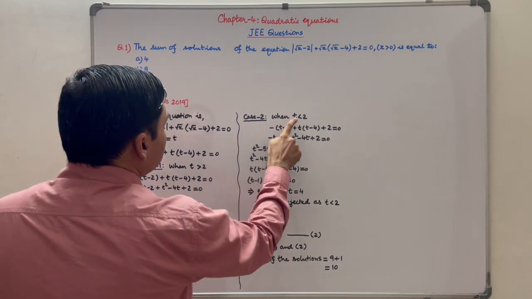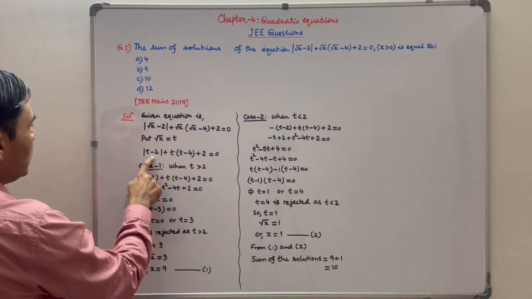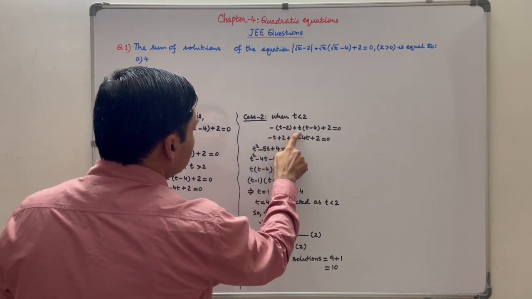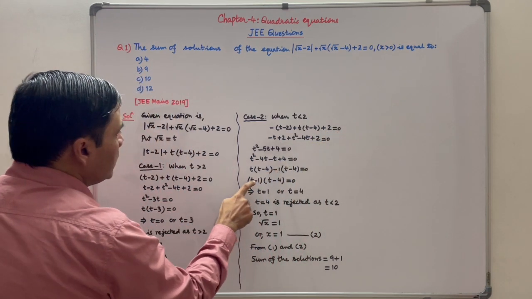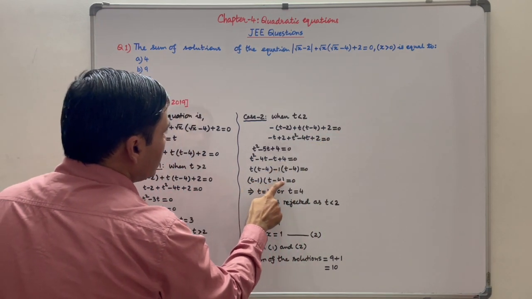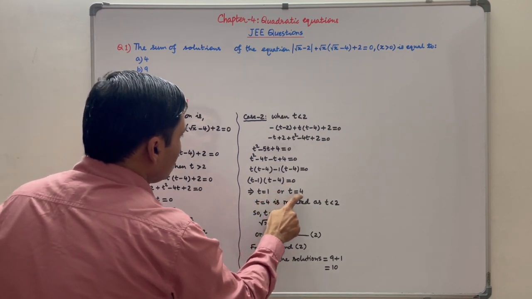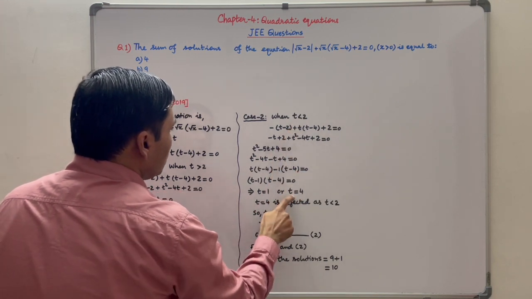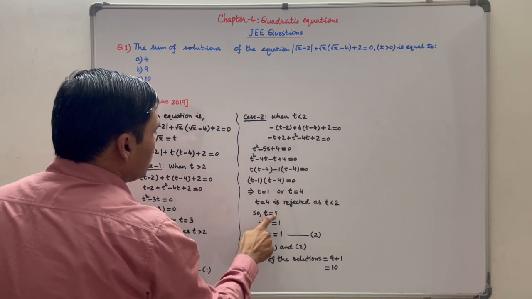Case 2, when t is less than 2. When t is less than 2, |t − 2| will be written as −(t − 2). So the equation will be −(t − 2) + t(t − 4) + 2 = 0, or (t − 1)(t − 4) = 0. So t = 1 or t = 4. Since t is less than 2, t = 4 is rejected. So the solution in this case is t = 1.